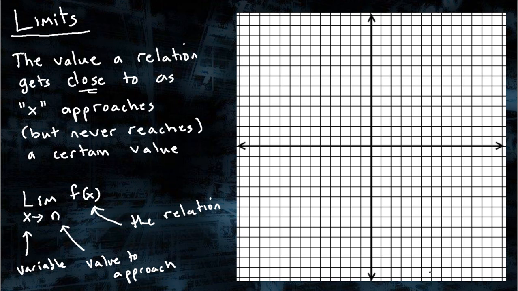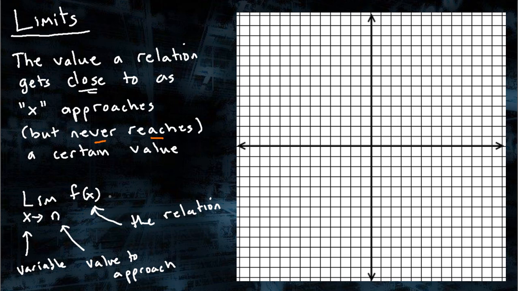Let's take a look at limits. So a limit is the value that a relation gets close to as x, or our variable, approaches, but never reaches. And our form to show that we're talking about a limit is lim, and then beneath it, x approaches some value, and then our function, whatever it is.